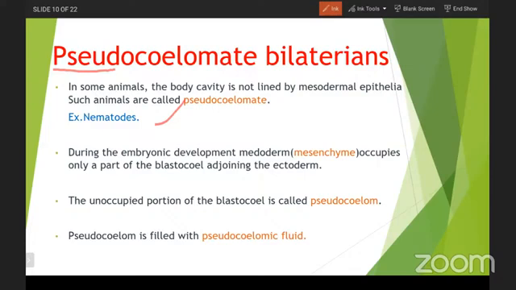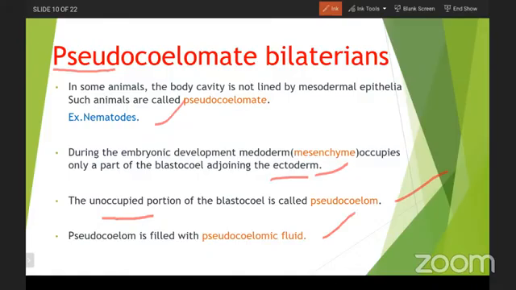Now let us come to know. During the embryonic development, mesoderm occupies only a part of the blastocoel, where it is occupying adjacent to the ectoderm. So usually ecto is the outer portion and endo is the inner portion. Here mesoderm is there, but it is occupying only the region adjacent to the ectoderm. The unoccupied portion of the blastocoel is called the pseudocoelom. And pseudocoelom is filled with pseudocoelomic fluid.